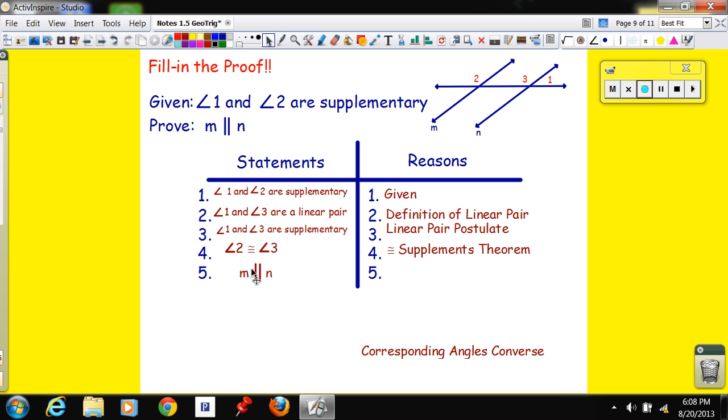And then the last step is that we can prove the lines are parallel. We can prove it because if 2 and 3 are congruent to each other, these are called corresponding angles. The corresponding angles converse tells us that if they're corresponding angles, then the lines have to be parallel. So that's just a brief proof for you. It's a little tougher than the next one I'm going to show you in a minute, so that next one will be a little bit easier.